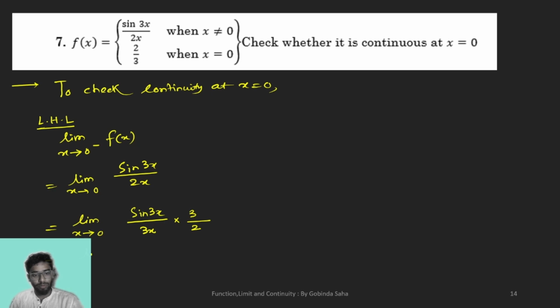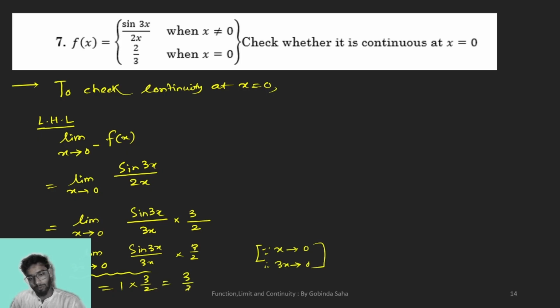But now also you can't put the value. It should be 3x tends to 0. Since x tends to 0, therefore 3x tends to 0. So now if you write sine 3x by 3x, and on this side 3 by 2, the value of the whole will be 1 into 3 by 2, and ultimately it gives you 3 by 2.